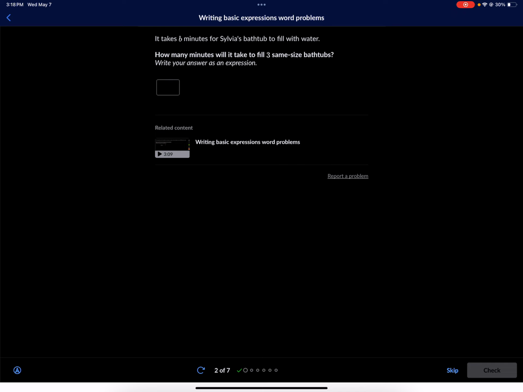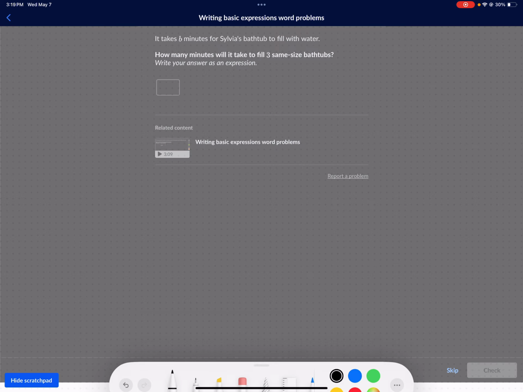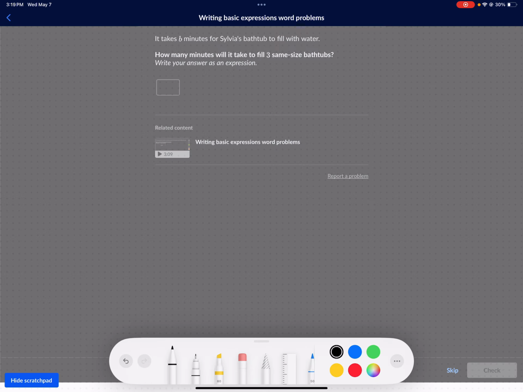Next problem. It takes B minutes for Sylvia's bathtub to fill with water. How many minutes will it take to fill 3 same-size bathtubs? Write your answer. So let's see here. We have a bathtub. Let's just draw a square, okay? Each square is a bathtub, so this will take B minutes.